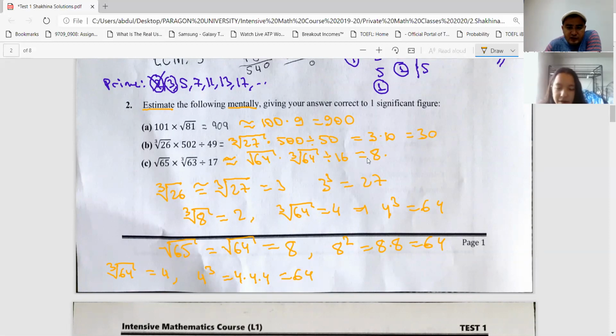Okay, so if you substitute here, this cube root of 64 is equal to 4, divided by 16. And what is 8 times 4? 32 divided by 16 is equal to 2. Now with your calculator, if you evaluate this, your answer will be very close to 2. Oh, I get it. I get how to do it now.